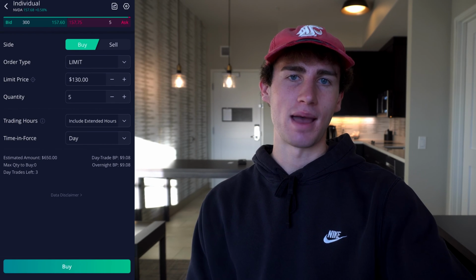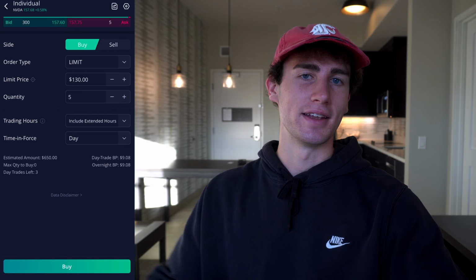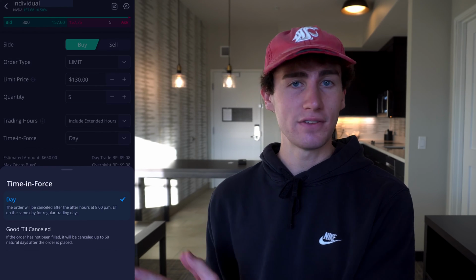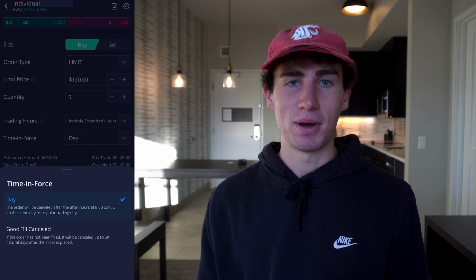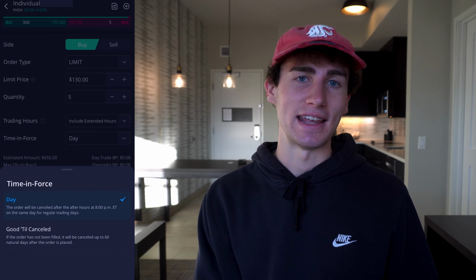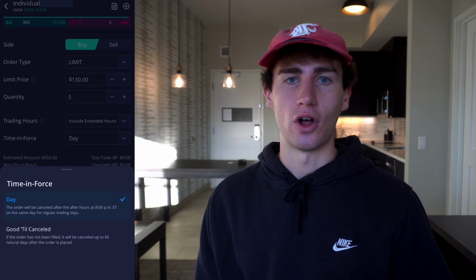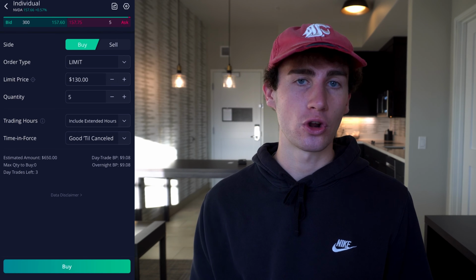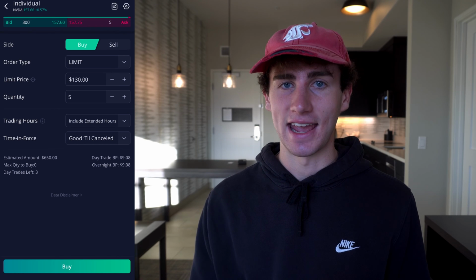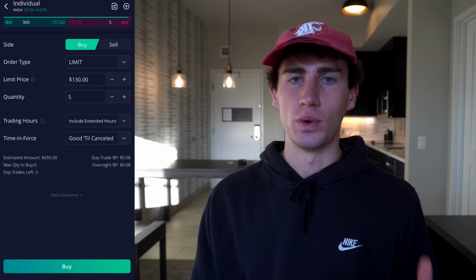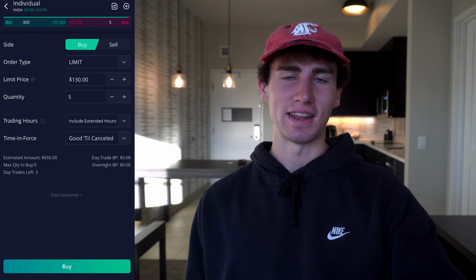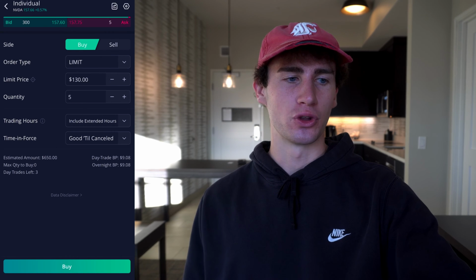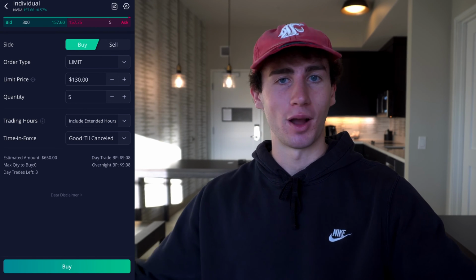The next section here is time in force, and you have two choices: day and good till canceled. When you select day, your order is open and fillable for the entire day, but if at the end of the day your limit price is not met, your order will automatically cancel. With good till canceled, choosing this keeps your order open and fillable for 60 days or until your order fills, whichever occurs first. Because I don't expect Nvidia to reach $130 per share anytime soon, I'm going to enable good till canceled, so again, it's fillable for up to 60 days.